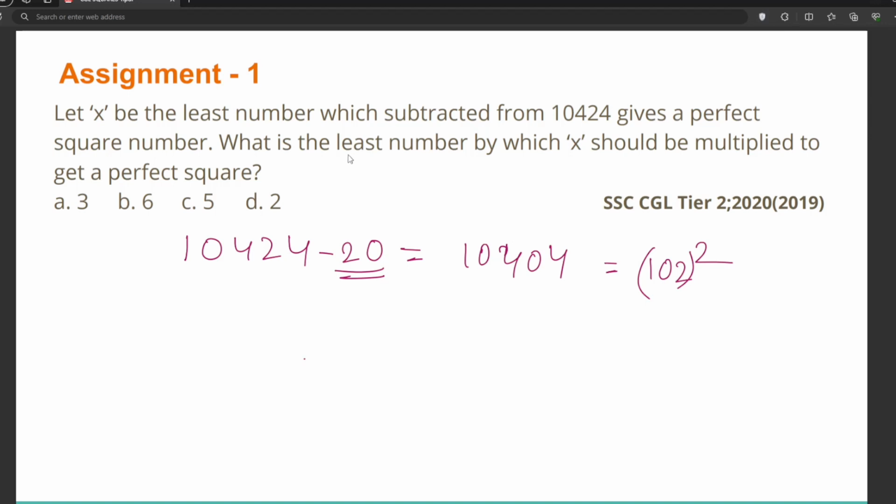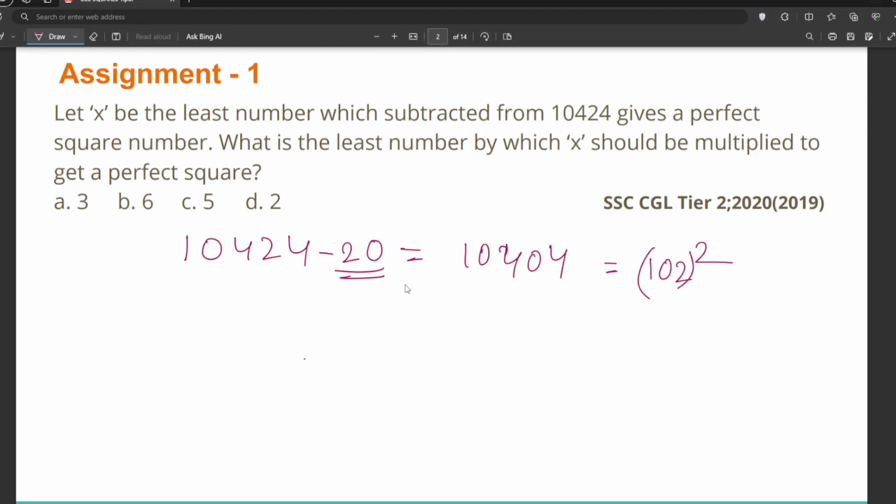Now the question is, what is the least number by which x should be multiplied to get a perfect square? If we multiply 20 by 1, we get 20, which is not a perfect square. Multiply 20 by 2, we get 40, not a perfect square. Multiply by 3, we get 60, also not. Multiply by 4, we get 80, also not. But if we multiply 20 by 5, we get 100, which is the square of 10. So the required result is 5 and the correct option is C.